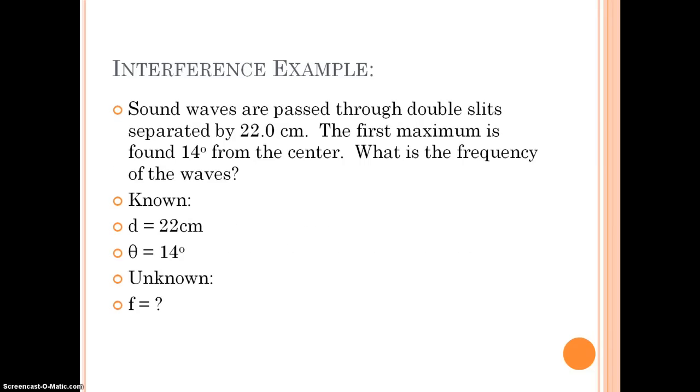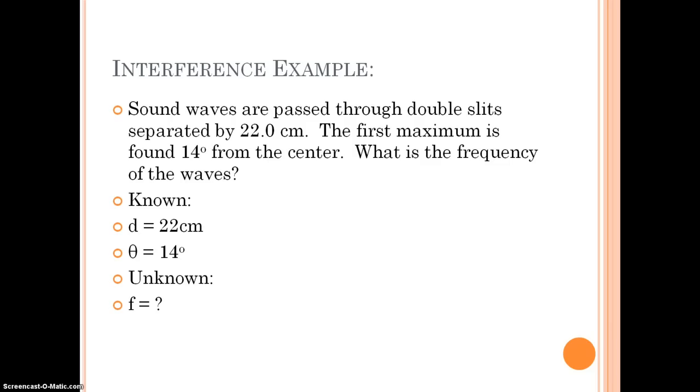Alright, so we've got a couple examples for you. The first one, here I'm using sound waves, and again, we're mostly studying light in this chapter, but interference is a behavior of all waves, so occasionally you'll see examples for other things, in this case sound. So in this one, we have sound waves passing through double slits separated by 22 centimeters. For light, it would be a much smaller distance, but for sound that's reasonable. The first maximum, the first constructive spot, is 14 degrees from the center. What's the frequency of the waves?